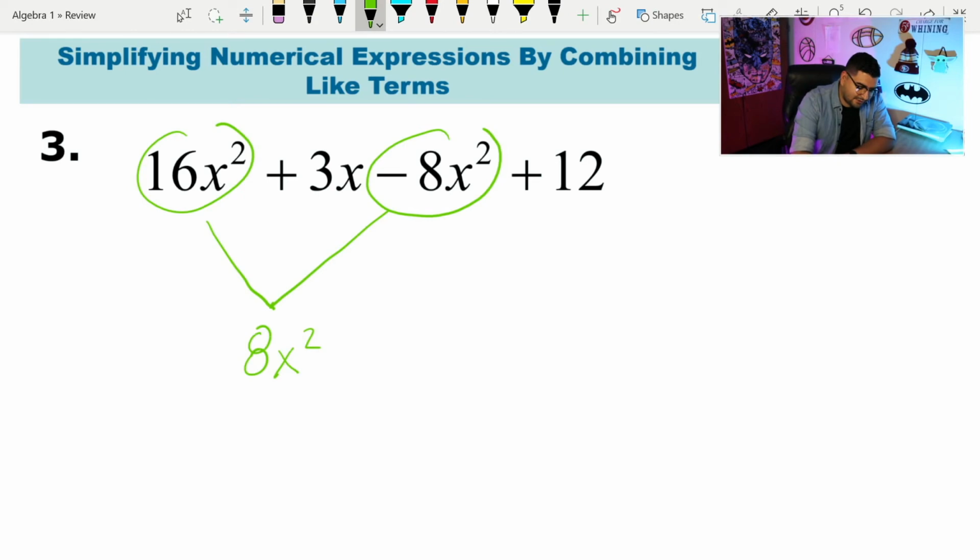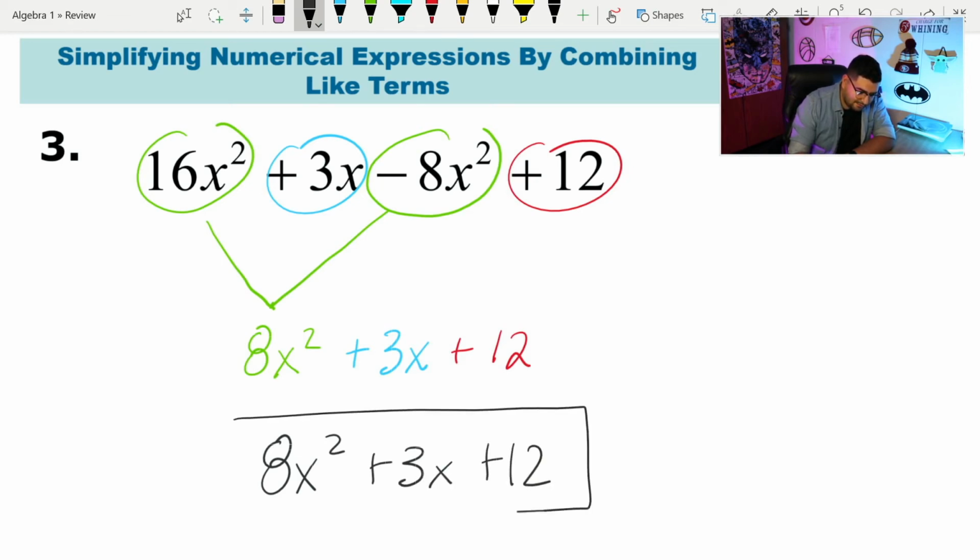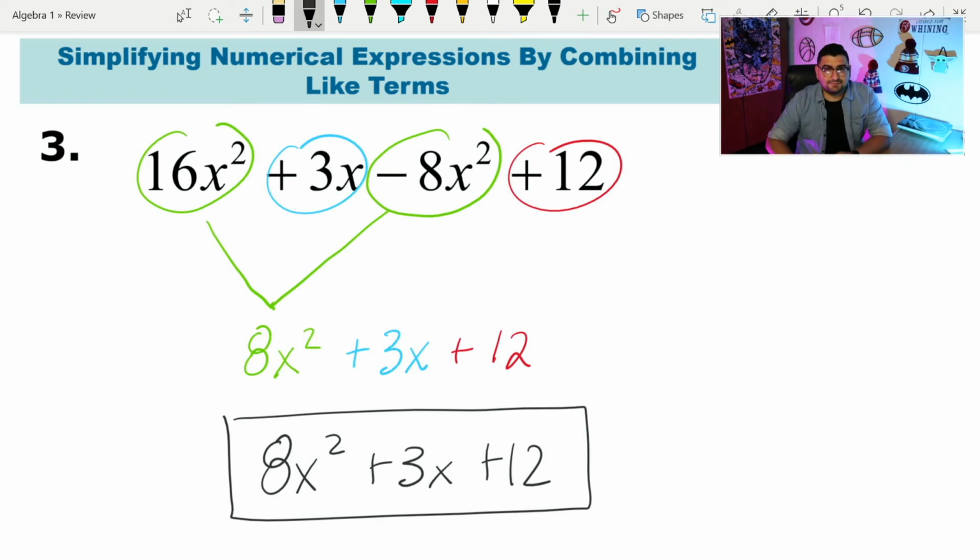Now the other terms, this 3x, again, it does not have another like term, so it's going to stay by itself. And also, this constant, the 12, it's going to stay the same, because again, it did not have something else to combine with. So rewriting this, I get 8x squared plus 3x plus 12, that being my final answer.